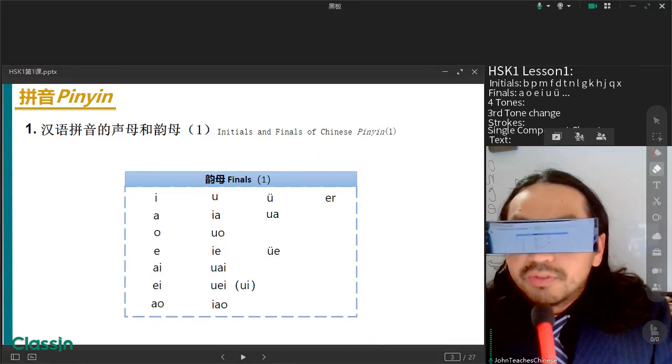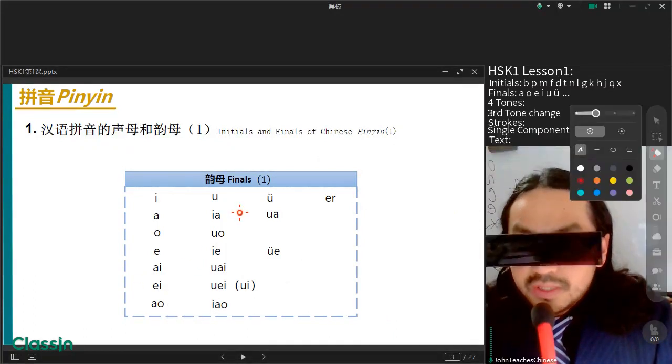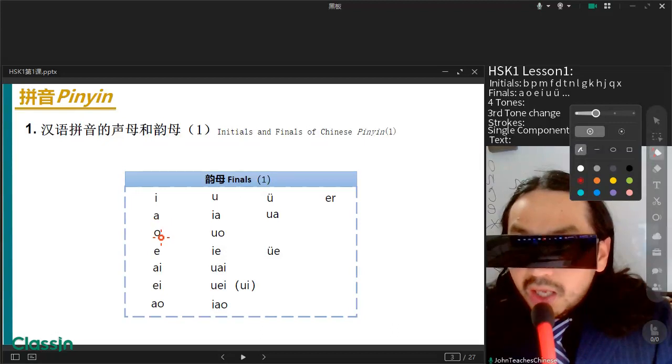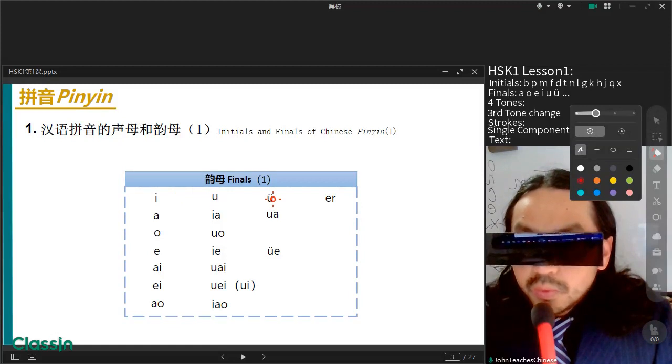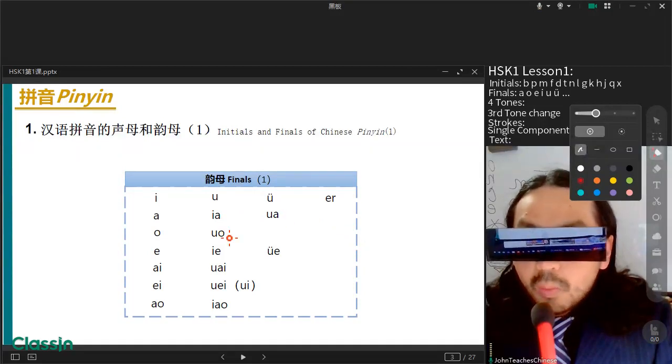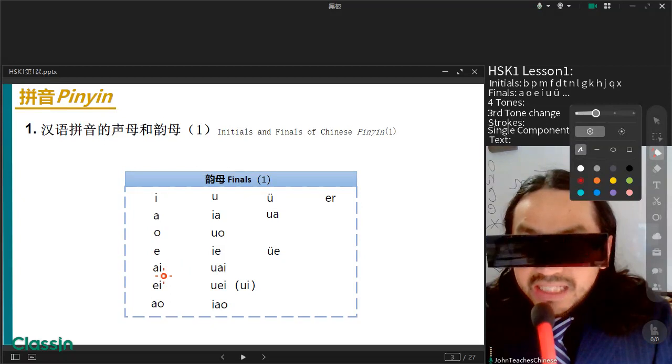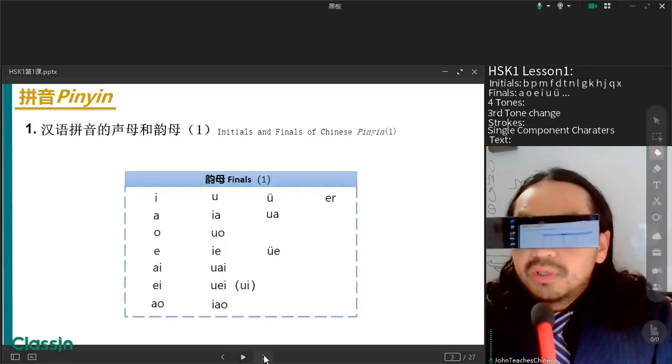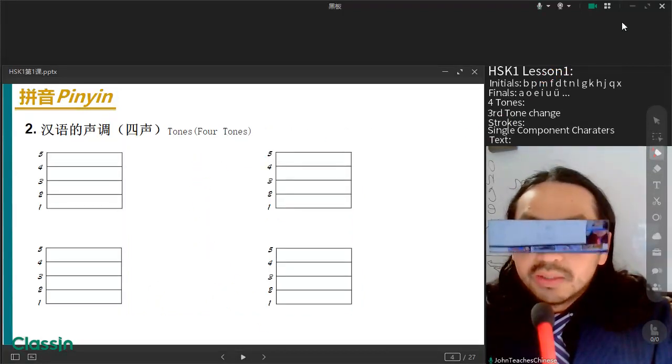So let's have a review of the finals on this page. A, O, I, U, Ü, Ya, Wa, Wo, Ye, Yue, I, Y, A, Wei, Ao, Yao. Okay, and next we're gonna go through the tones. Okay, bye bye.